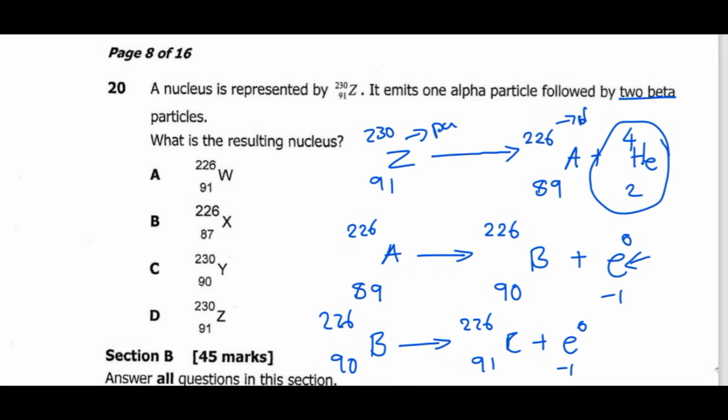So the total number of decays that were done were 3. The first one, alpha, this is our first one. Then the second 2 beta particles are these. So what we are looking for is something with this number. We are not interested in the letter that was used. Our focus is we are going to get an answer with the mass number of 226, then 91, which is just A.